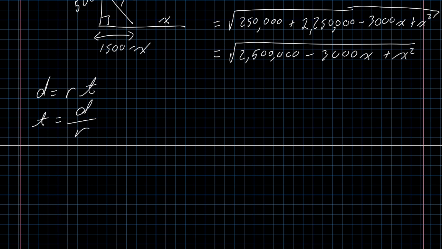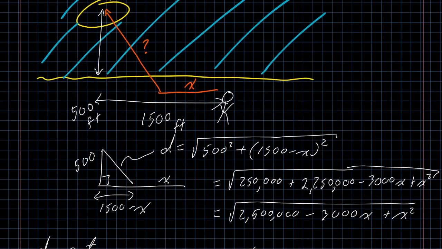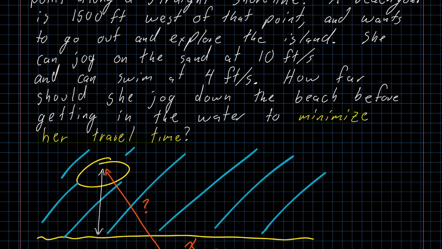And I know that this person is going to be running. I'm sorry, not running, jogging. The distance that this person is going to jog is x, and the rate at which she jogs, if I scroll back up to the text, is 10 feet per second.